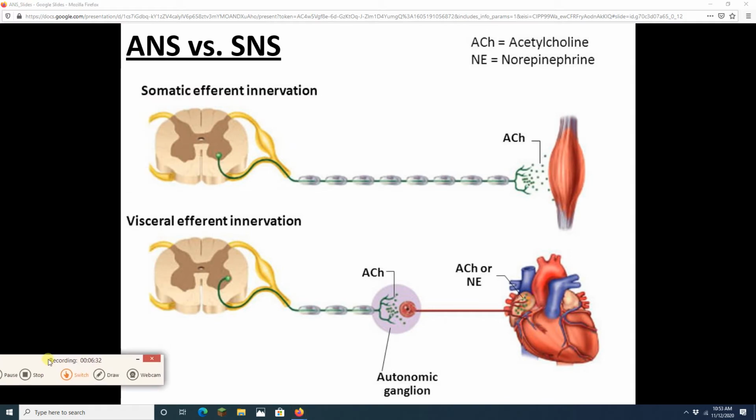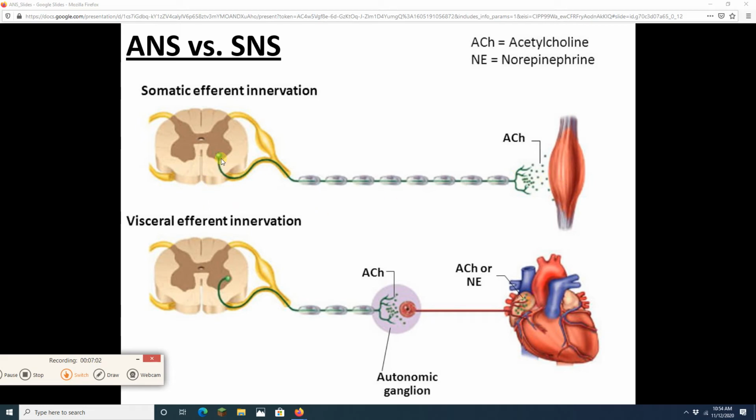Let's compare these guys a little bit further, also in terms of how we get to that effector. So I want to start with the somatic system. Up here at the top, I've got my cross section of the spinal cord. Over here I've got my skeletal muscle. And check this out. We're going to have one single solitary motor neuron making its way from the cord to the muscle.